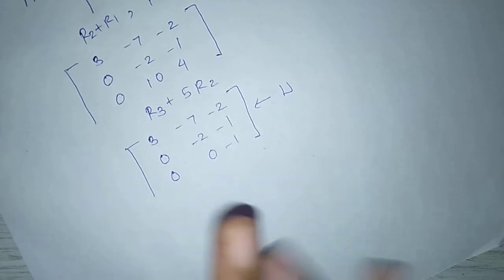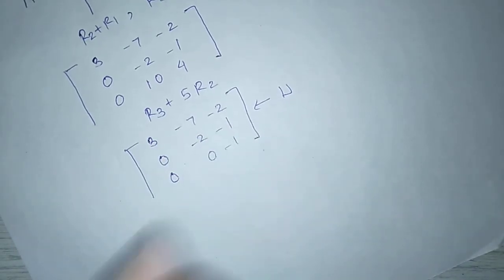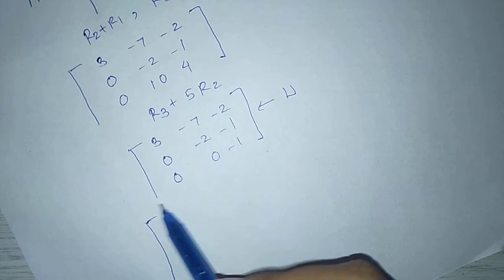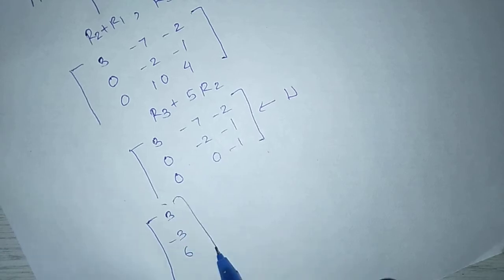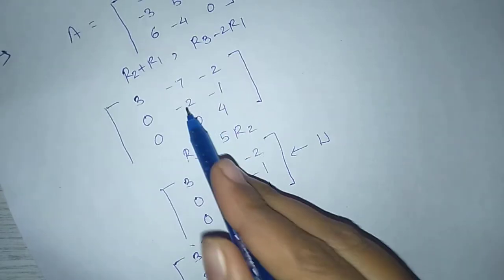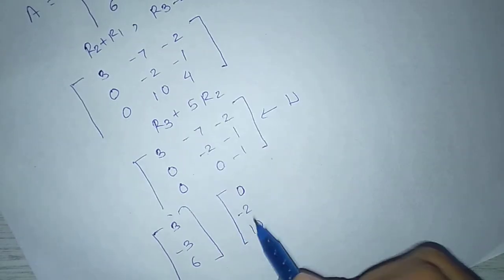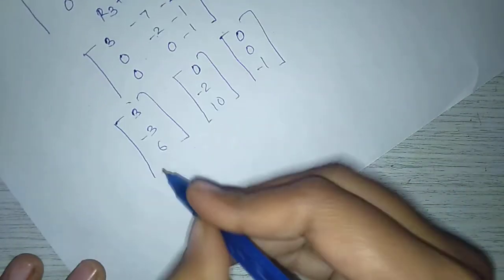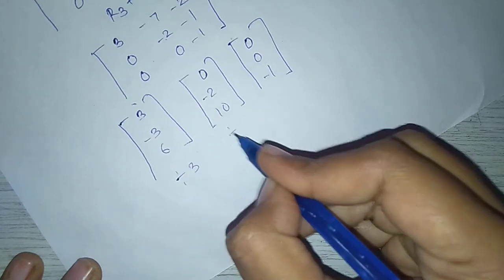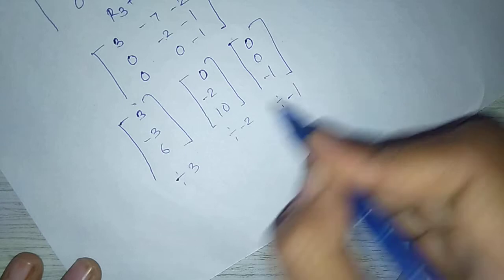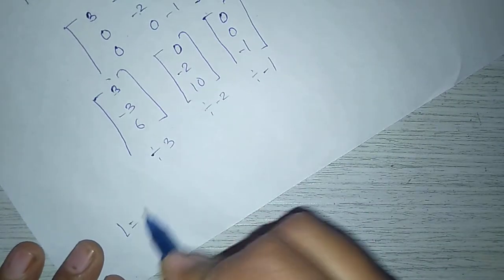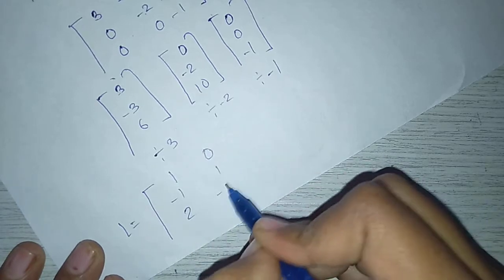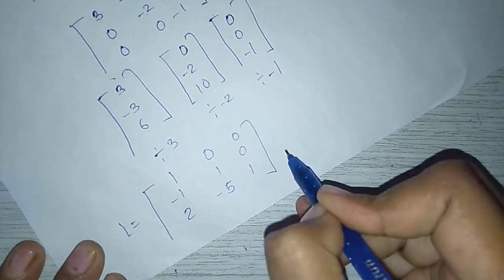Next, the lower triangular matrix. Pivot entries are 3, -2, -1, therefore their corresponding columns are pivot columns. First pivot column is 3, -3, 6, second pivot column is 0, -2, 10, and third pivot column is 0, 0, -1. First column divided by 3, second column divided by -2, third column divided by -1. Therefore L equals [1, 0, 0; -1, 1, 0; 2, -5, 1].